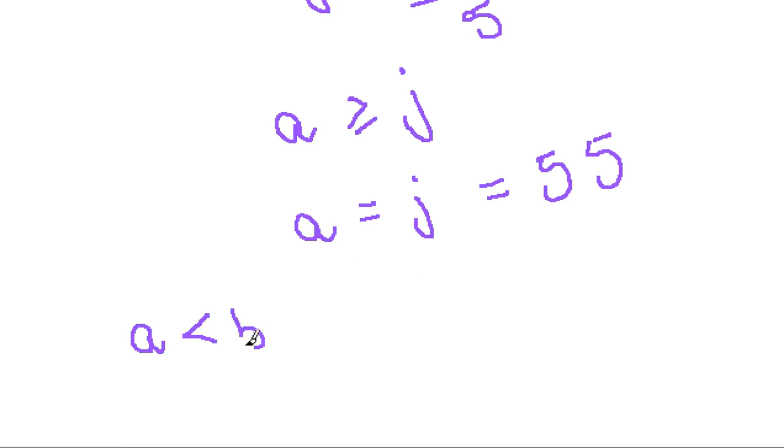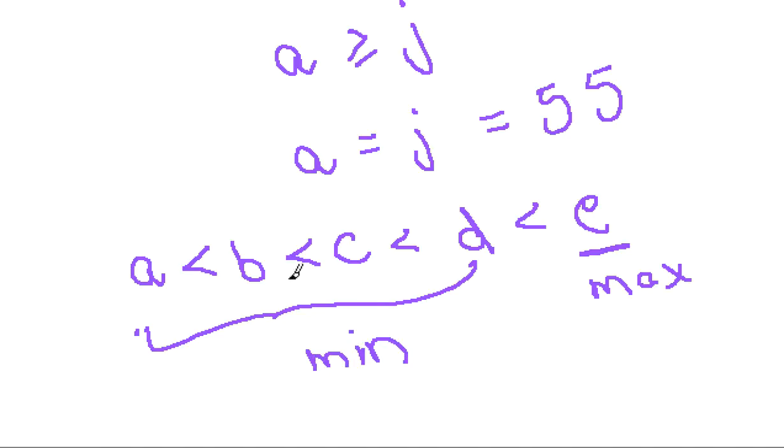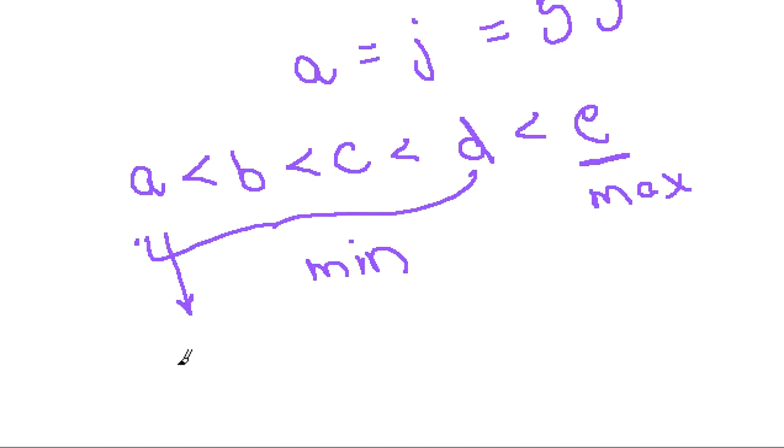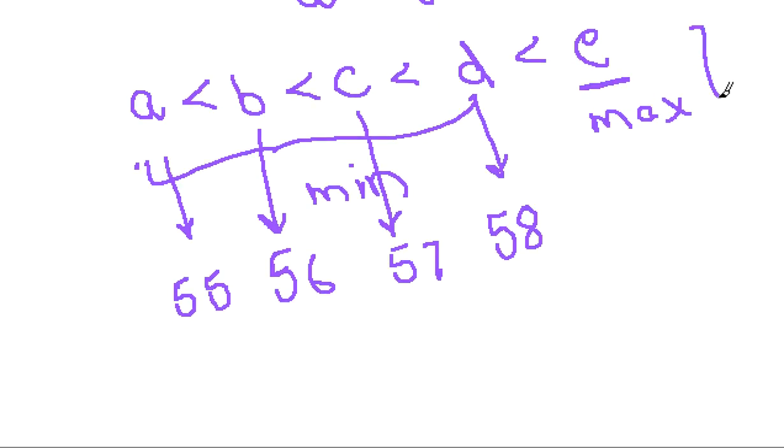Now we know A, B, C, D, E. These are the top 5 scores and they are all distinct integral values. So if we want to maximize E, we need to minimize the sum of the others. So minimize each of them, but they are distinct integral values. We have to keep that in mind. So if A is 55, the minimum value of B we could take is 56. Similarly, for C we can take 57 and D would be 58. Also we know that the sum of these 5 scores is 325.